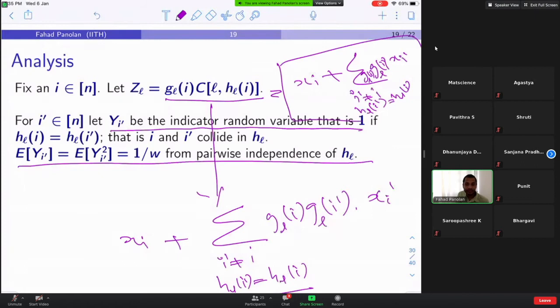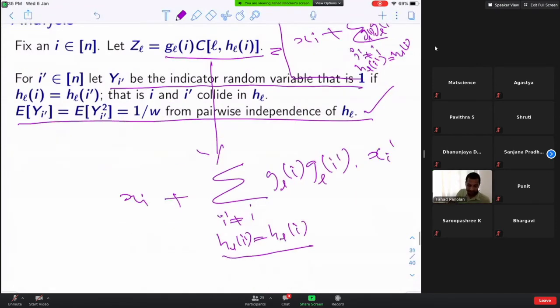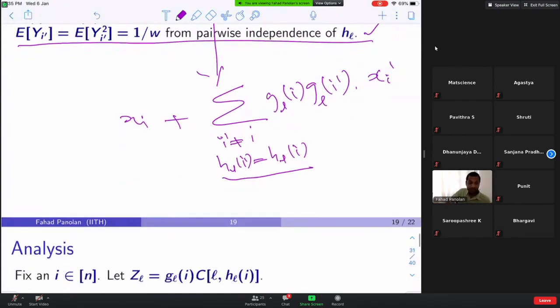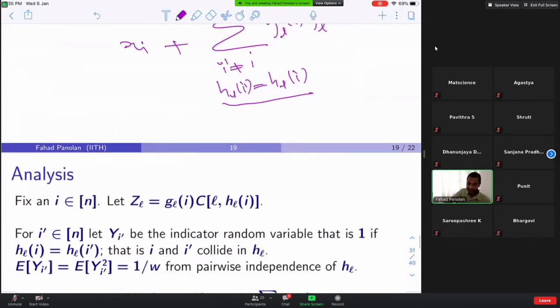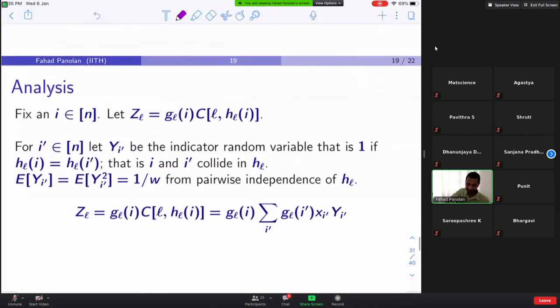The expected value of y_i prime, as well as the expected value of y_i prime squared, is that clear? It's a very simple argument, just a pairwise independent hash family. Okay. Yes. So now, remember this, what I have written here by hand.